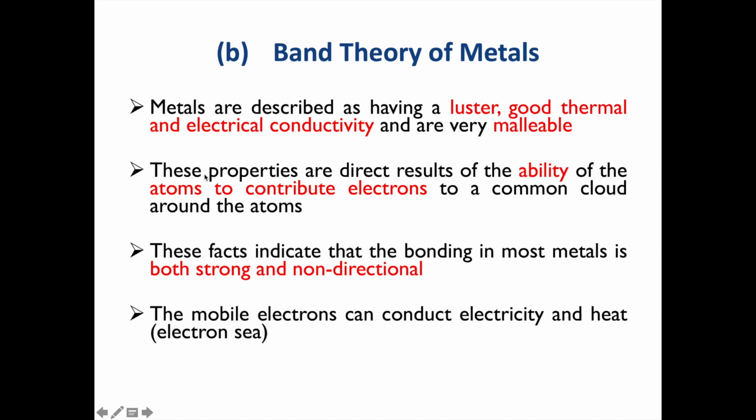Okay. These properties are actually direct results of the ability of the atoms to contribute electrons to a common cloud around the atoms. These facts indicate that the bonding in most metals is both strong and non-directional. The mobile electrons can conduct electricity and heat. So from the electron sea, you know that metal can conduct electricity and heat because of the existence of the electron sea.